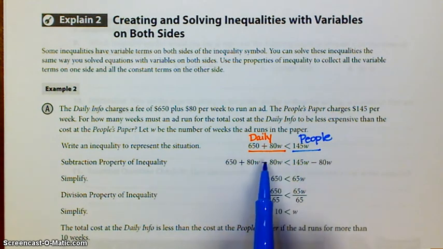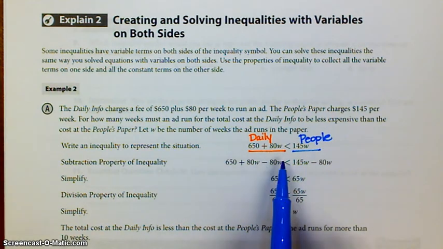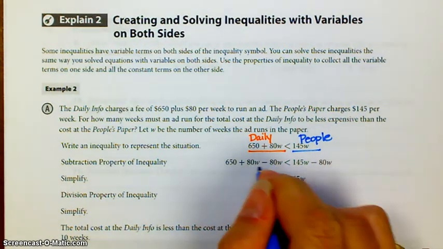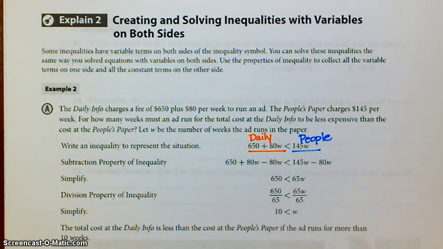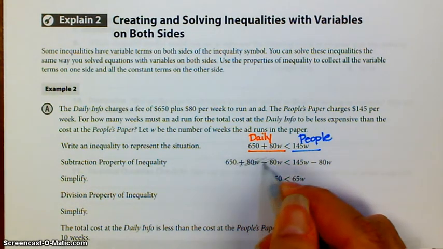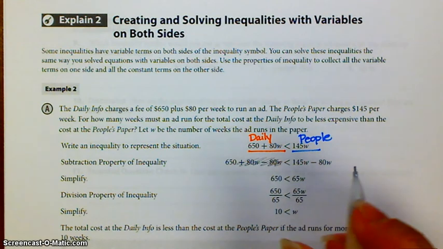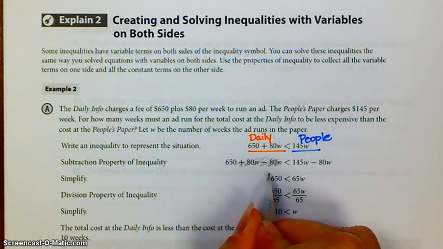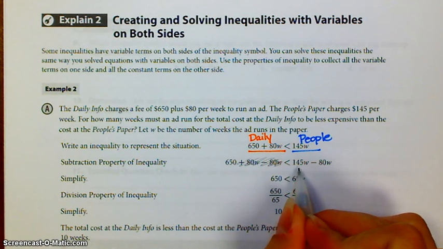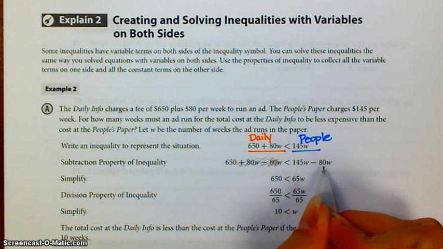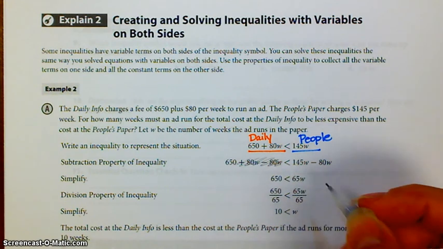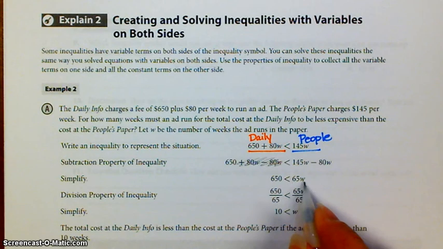So here's what they did. They took 80W from both sides. Okay. So 80 minus 80 cancels out there. And over here on the left-hand side, you now have just 650. And over on the right-hand side, 145W minus 80W gives you 65W. And then I can divide both sides by 65, and I wind up with W has to be more than 10, or 10 is less than W.